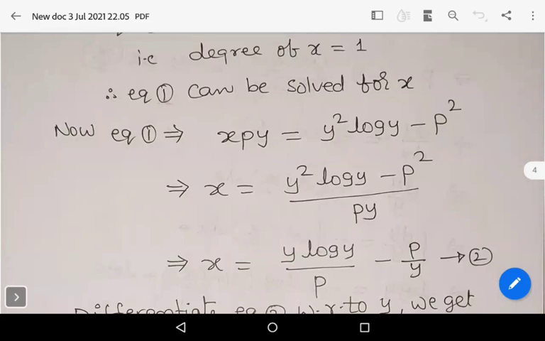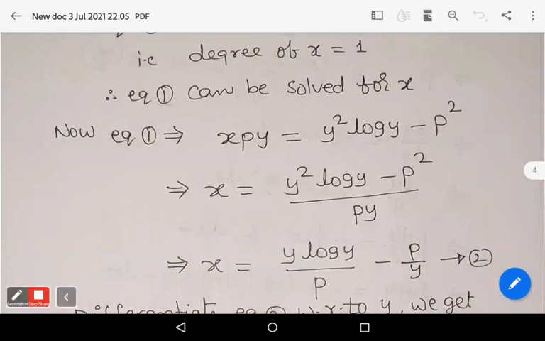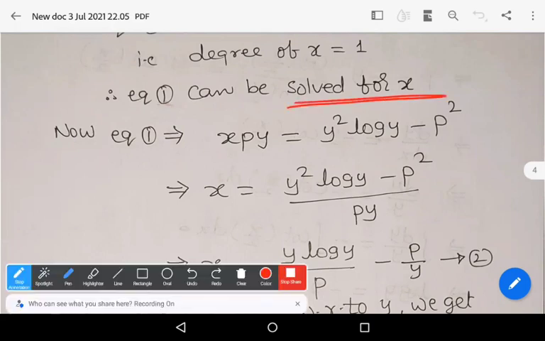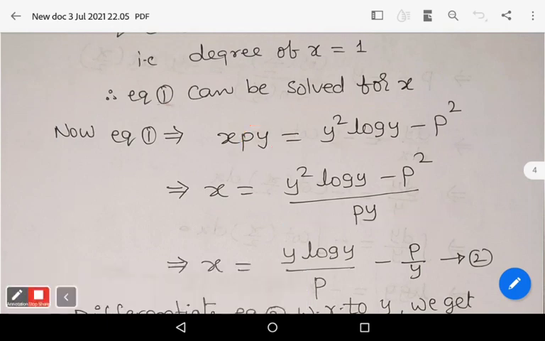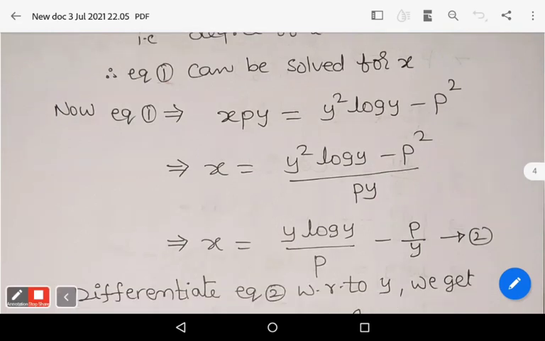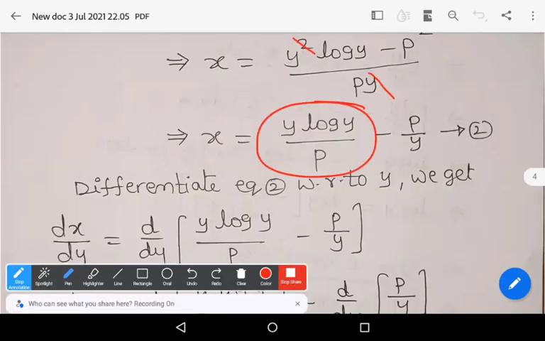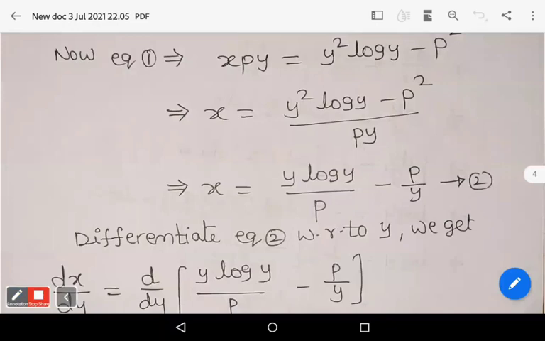To solve equation 1 for x, you have to shift all the terms to the right side except x. You must keep the variable x on the left side, and shift all the remaining terms to the right side. So equation 1 can be written as xpy is equals to y square log y minus p square. X is equals to, by dividing with py, y square log y minus p square by py. Again, y square and y get cancelled: y log y by p minus p by y. Here, by separating the terms, we get this step.